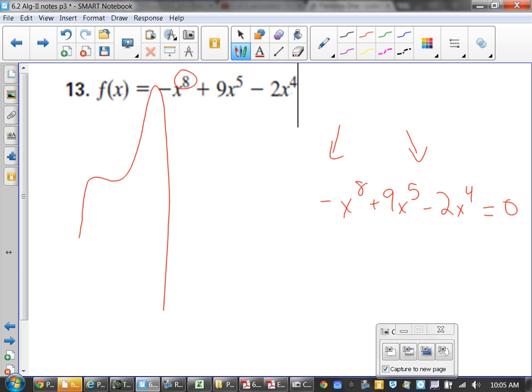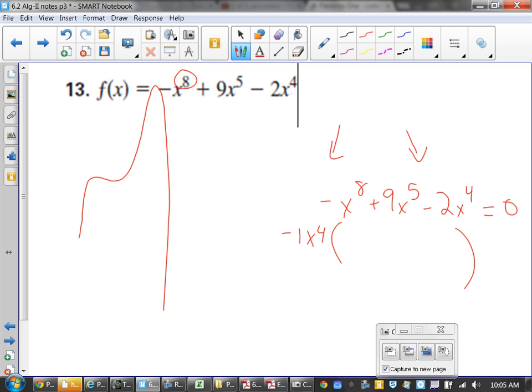What's the GCF? Not 9, negative 1 x to the 4th. Here's what I'm going to do: I'm going to factor out a negative x to the 4th. Why is it x to the 4th? See how they have x to the 8th, x to the 5th, x to the 4th? What do they all have in common? X to the 4th.